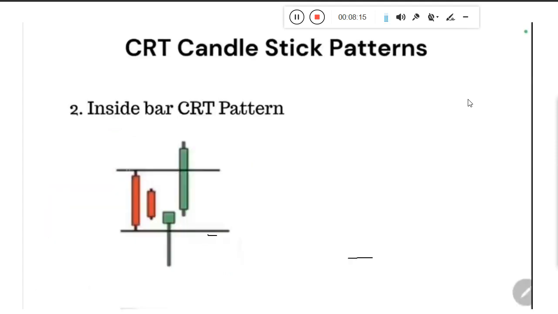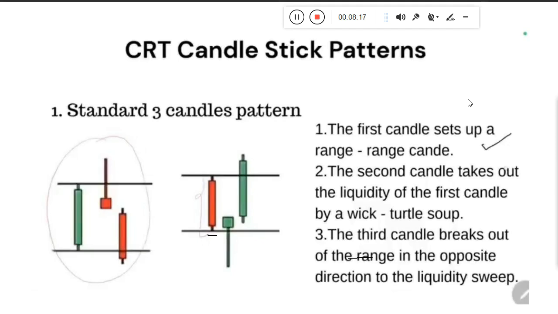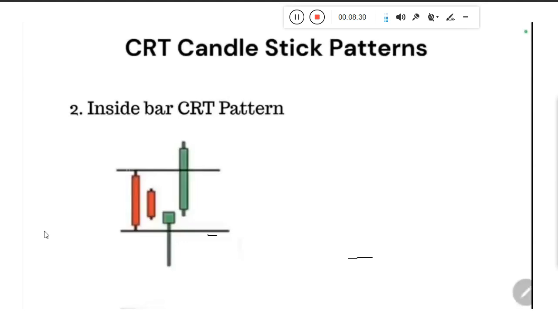So this is it. The candle range theory is of three types. We have the standard three-bar candlestick pattern, which is the standard CRT candle. The second one is an inside bar CRT pattern, where the difference is just that it has about four candles.